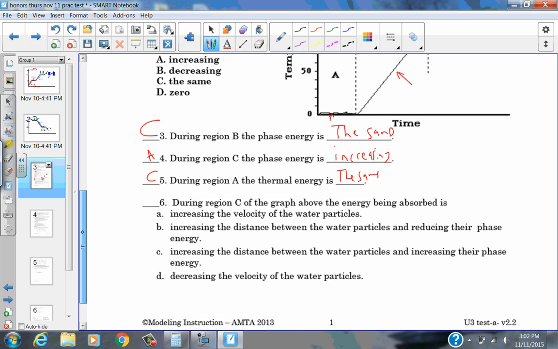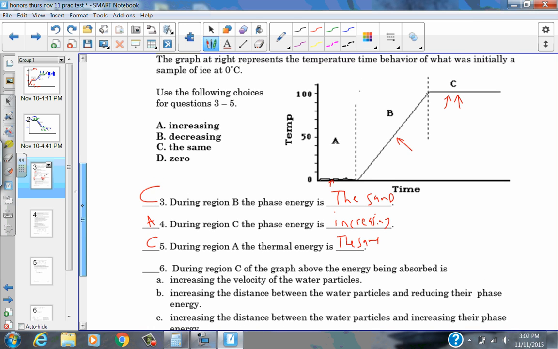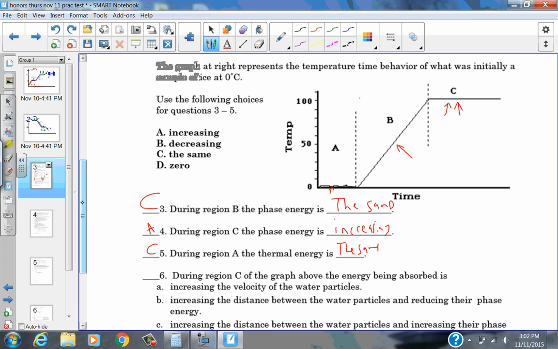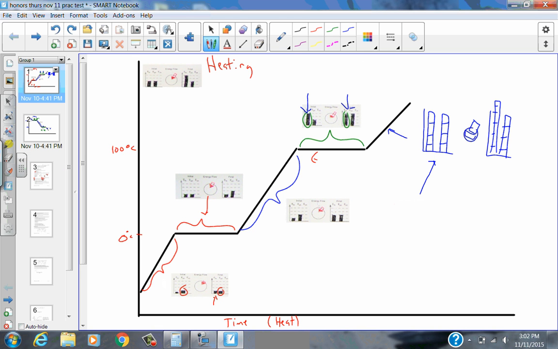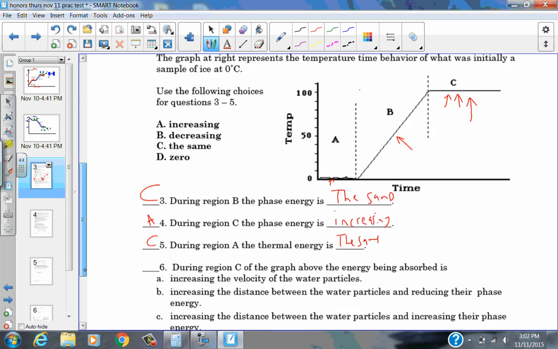During region C of the graph, the energy being absorbed is, let's see, what is the energy doing? Here, letter C, sure isn't making it warmer, otherwise the temperature would be up there. All the plateaus are simply evaporating or vaporizing. We can call it a couple of different things. So let's see what that says.